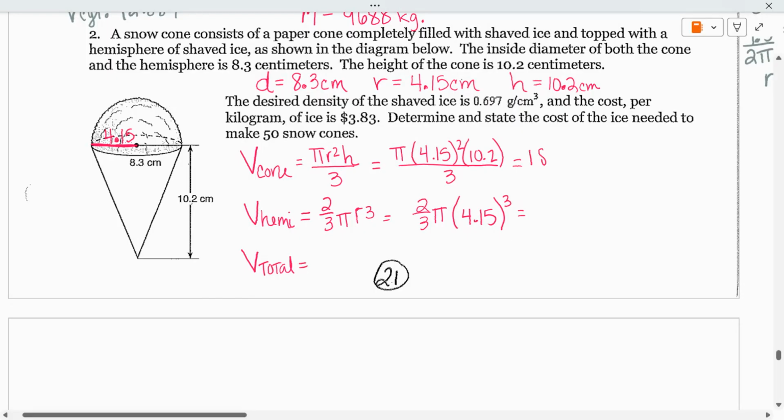183.961. 183.961. Units, cubic centimeters. Okay. What about the volume of the hemisphere? 2/3 pi r cubed. 2/3 times pi times 4.15 cubed. What do we get for that? I would do parenthesis, 2 divided by 3, close parenthesis, times pi, times 4.15 cubed. Go.